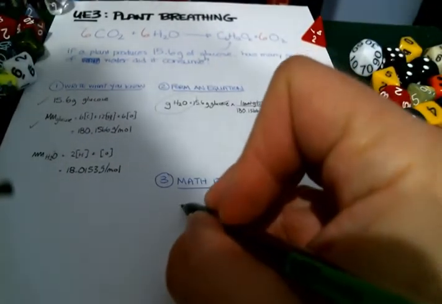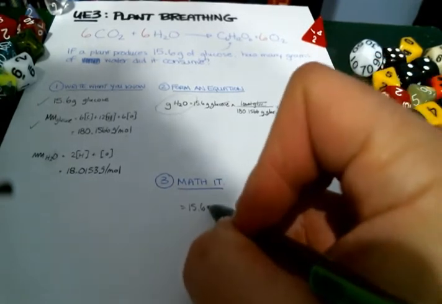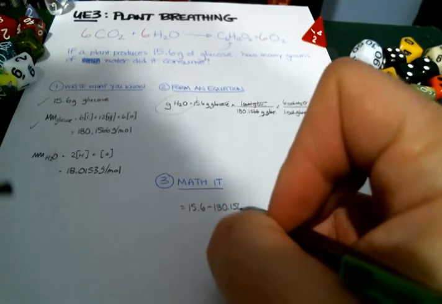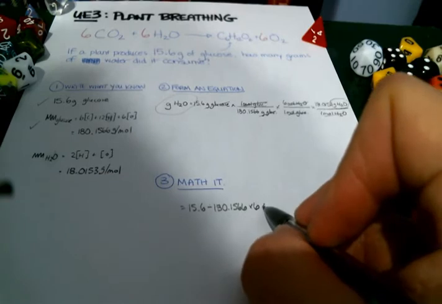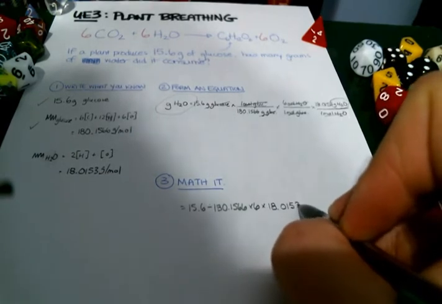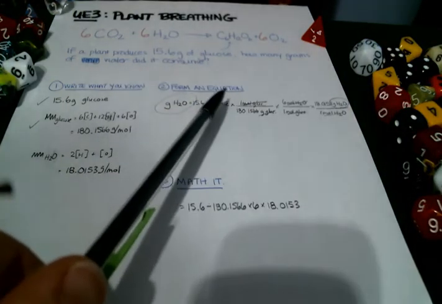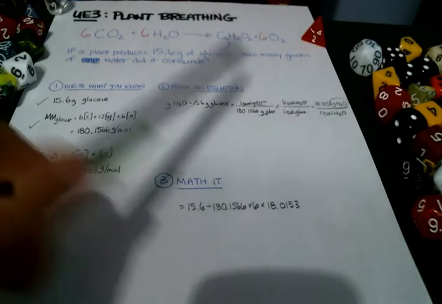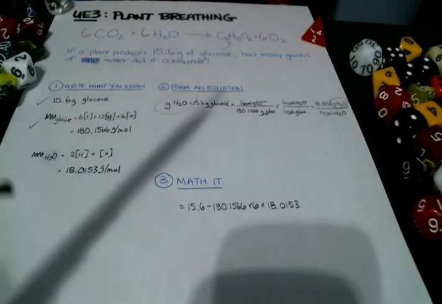in the end. So I've got the 15.6 grams that was at the beginning. I'm going to divide that by the 180.1566. That's going to get multiplied by 6. And then that's going to get multiplied by 18.0153. Again, you'll notice that all the ones I just ignore because dividing and multiplying by 1 doesn't change the value.